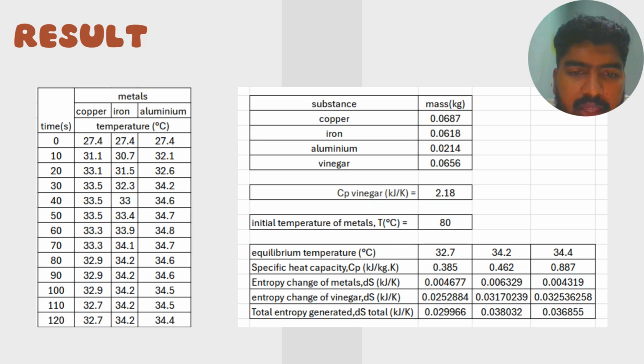The entropy change of metals, which is ΔS metal, has also been calculated. The entropy change of vinegar has also been calculated, and the total entropy generated, which is the entropy change of metals added with the entropy change of vinegar. So the data that we have shown is positive, meaning it is more than zero, which shows that this process is an irreversible process.